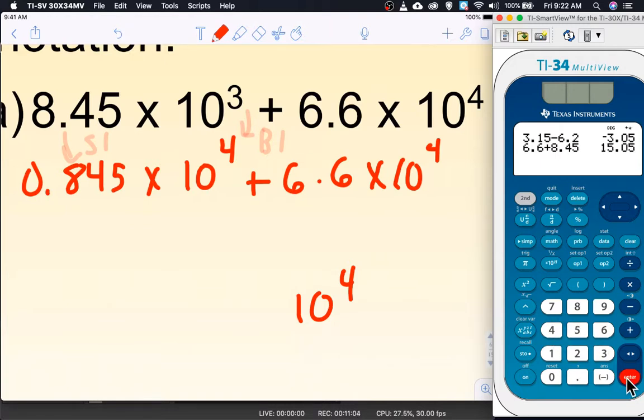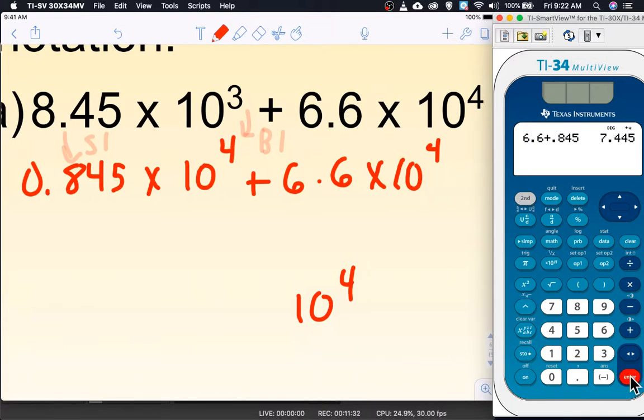7.445. Oops, I have the wrong decimal there. Let's try it again. 0.845. 7.445. I was close. Did I type everything in right? I typed it in wrong again. Look at that. All right, slow down. 6.6 plus 8. Nope. Delete. 0.845.